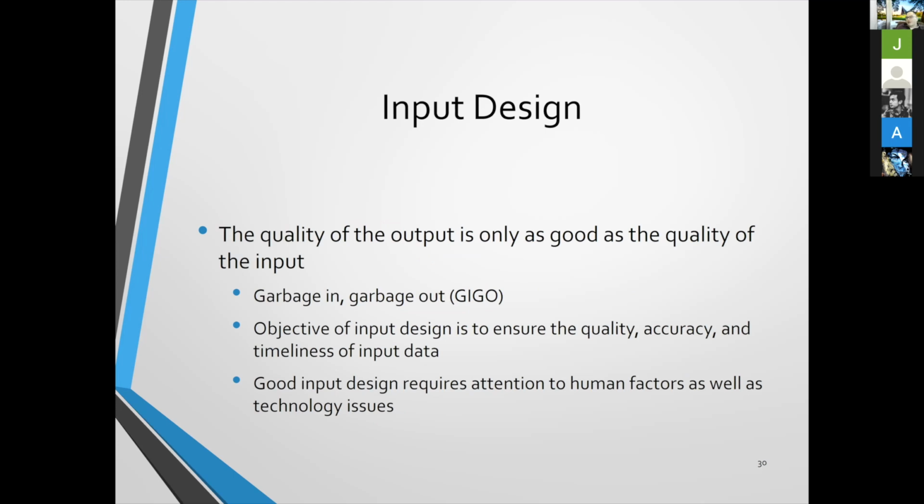Now, after we talk about the output already, we talk about the input. The quality of output is only as good as the quality of the input, because one thing you have to know, we have the term that we call garbage in, garbage out, or GIGO. If you have bad input, for sure you have bad output. So that's why if you put some garbage in the system, you get garbage out of the system as the output as well.